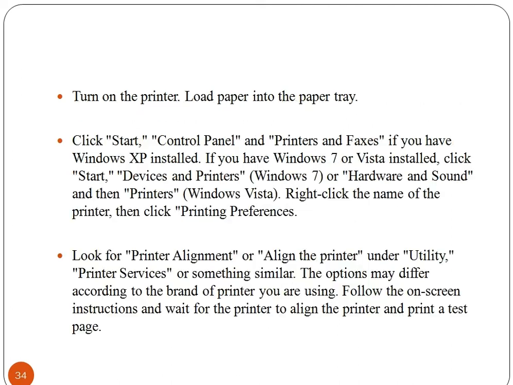Turn on the printer. Load paper into the paper tray. Then click Start, Control Panel, and Printers and Faxes. Go to Printer Alignment or align the printer under Utility, Printer Services. Follow the on-screen instructions and wait for the printer to align and print a text test page.